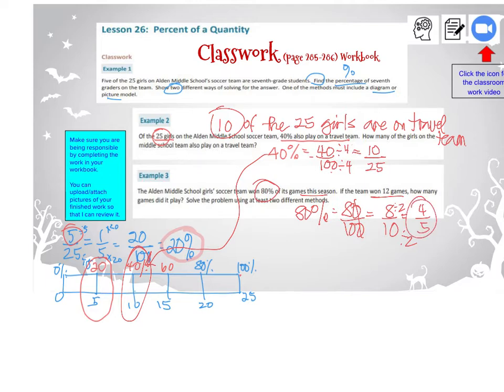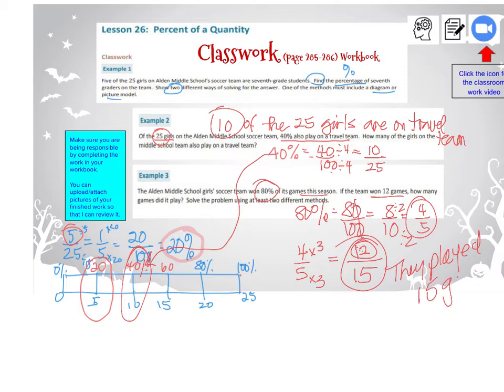So if I had, let's go back, so 80%, I got that down to a ratio fraction. And if they won, so games won over total games, here's the total games. Here I want to somehow get this to a 12. So if I have 4/5, if I multiply this times 3 and this times 3, I end up getting 12. And what's 5 times 3? 15. So if the team won 12 games, how many games did they play? They played 15 games total.